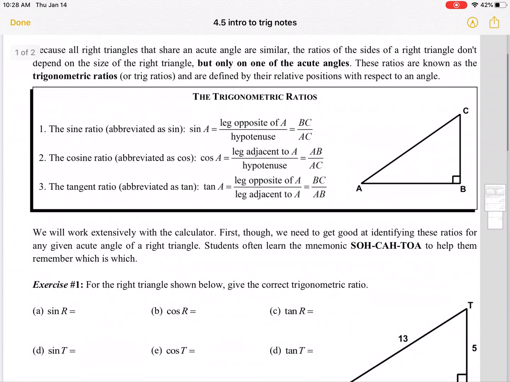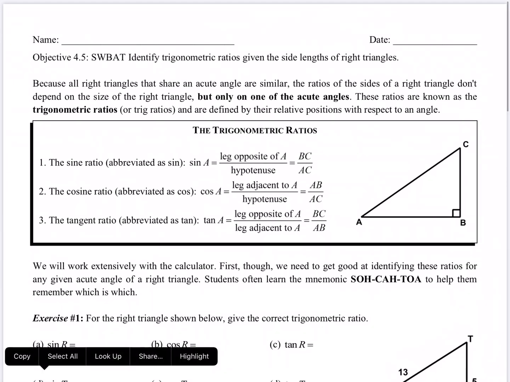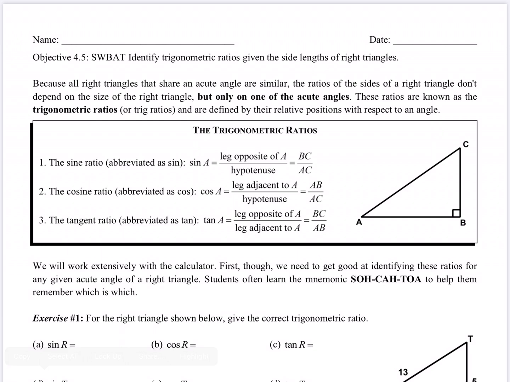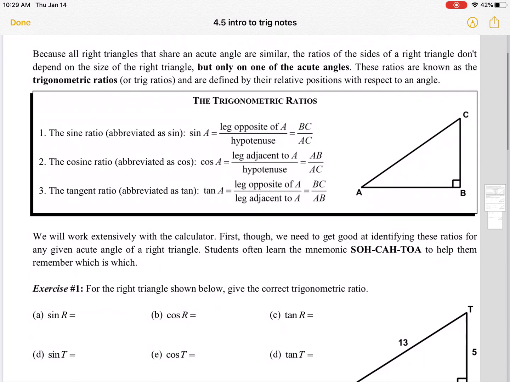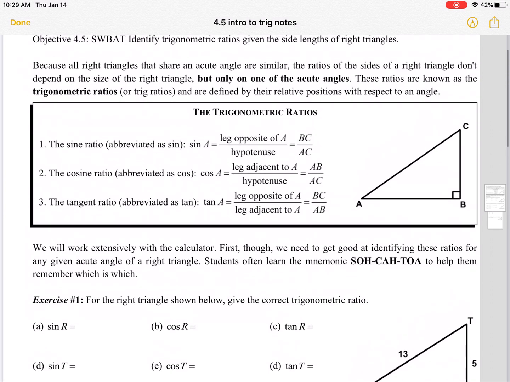So if I'm looking at the little paragraph below the objective, because all right triangles that share an acute angle are similar, the ratio of the sides of a right triangle don't depend on the size of the right triangle, but only on one of the acute angles. These ratios are known as the trigonometric ratios, or trig ratios, and are defined by the relative position with respect to an angle. Guys, that's just a very fancy way of saying that these trigonometric ratios are going to apply to any right triangle. So don't get too hung up on the fancy wording there. It just means that all of this will work on any right triangle.